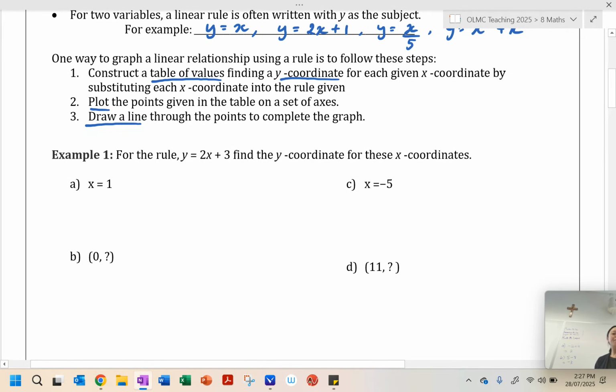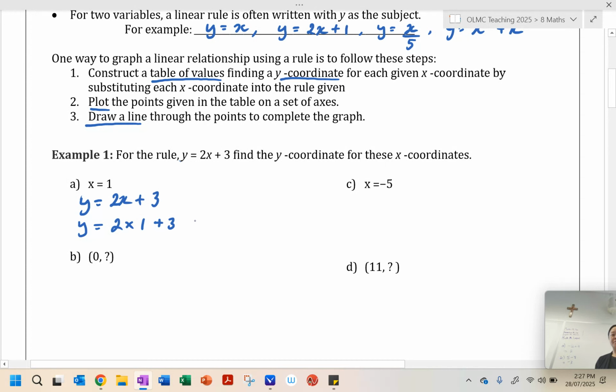Right. Now, for the rule, y equals 2x plus 3, find the y coordinate for these x coordinates. So this is one of the steps you're going to do. So I just want to remind you how to do it. So what we're going to do is substitute this x equals 1 into this equation. So I'll start by writing it. Y equals 2x plus 3. Okay. Then I'm going to substitute x equals 1 into my equation. So y equals, now 2x, what does that mean? 2 times x, so 2 times, and then substitute 1 for the x, plus 3.